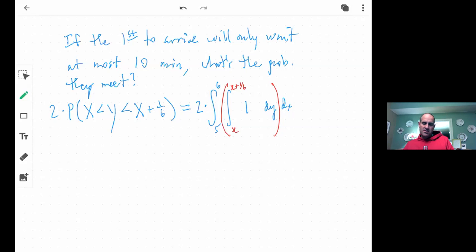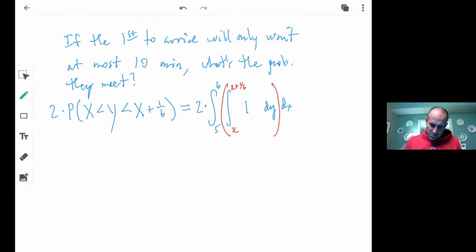To x plus 1/6, okay? And incidentally, if you think about this for a minute, I think that, well, yeah, let me just leave it at that for a minute. Okay, so what's going to happen here?